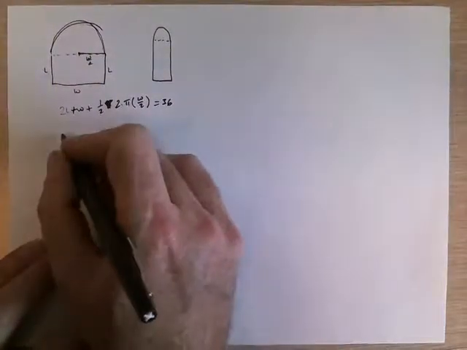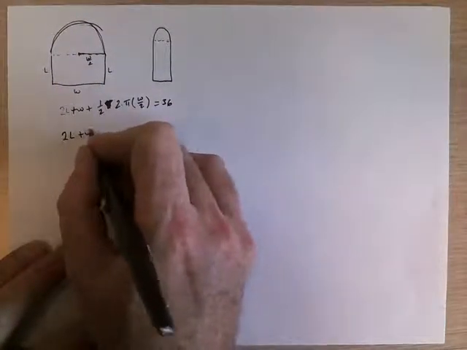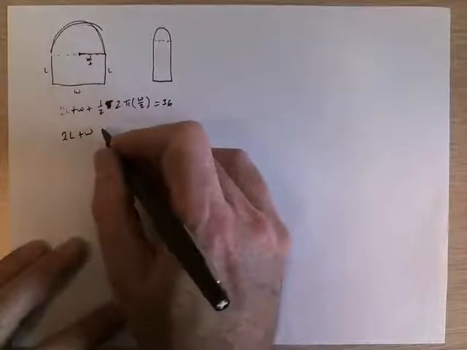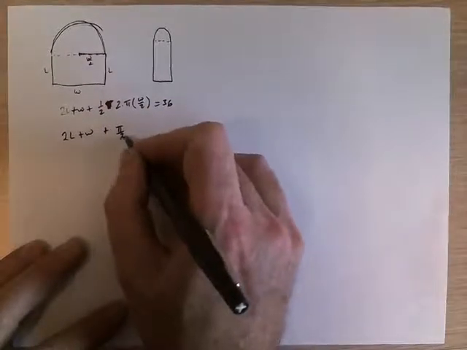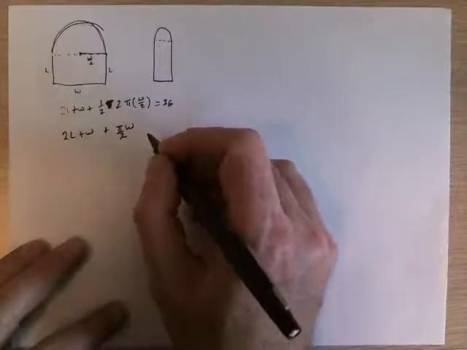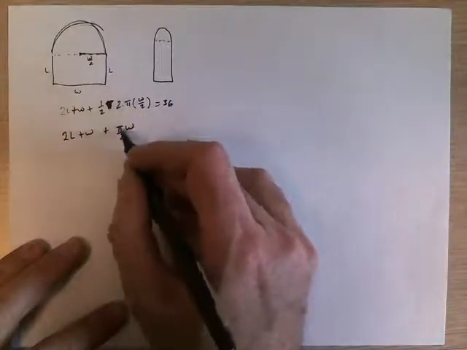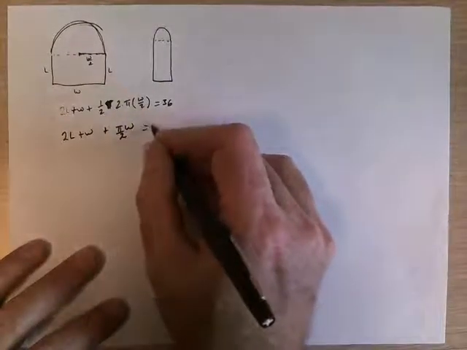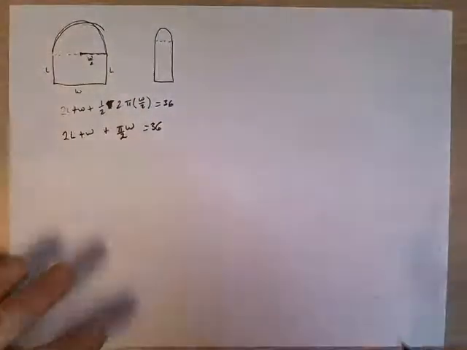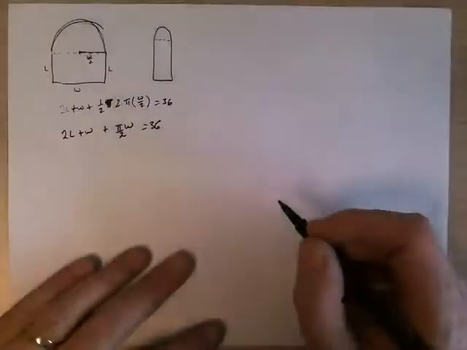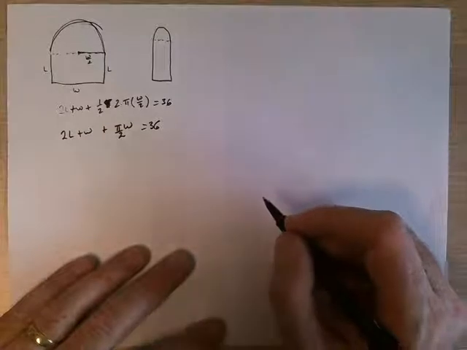So what do we have? Let me simplify this a little. 2L plus W plus pi over 2 times W. All right, a half and the 2 cancel out, equals 36. In this problem, we're asked to find the largest possible area.